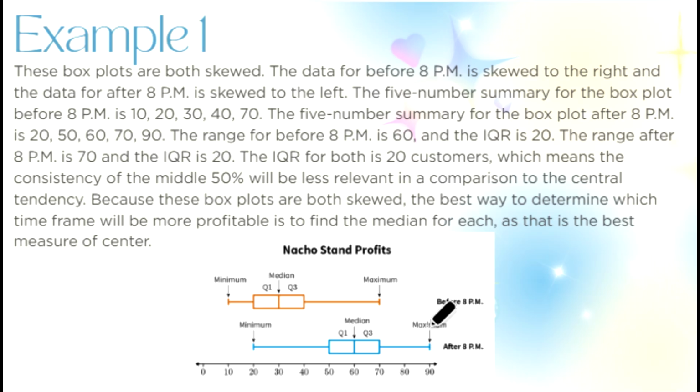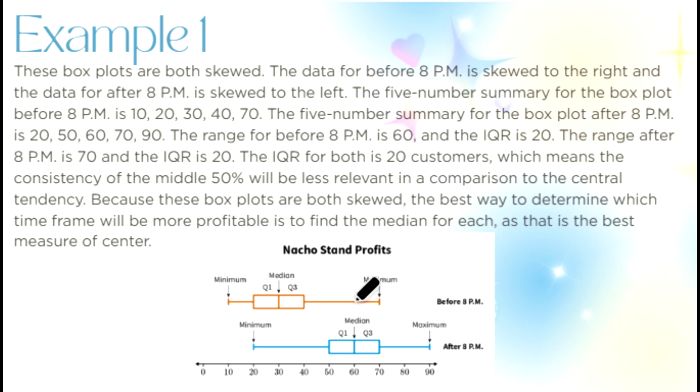Okay. The 5-number summary for the box plot before 8 p.m. is 10, 20, 30, 40, 70. The 5-number summary for the box plot after 8 p.m. is 20, 50, 60, 70, 90. The range for before 8 p.m. is 60, which is between 10 and 70. And the IQR is 20. The range after 8 p.m. is 70, 20 to 90, and the IQR is 20, which is this 50 to 70, okay?